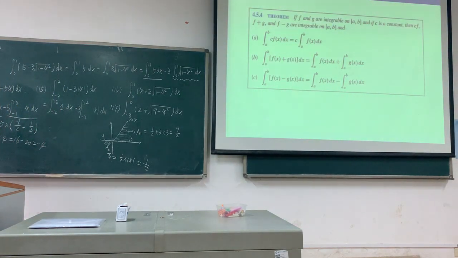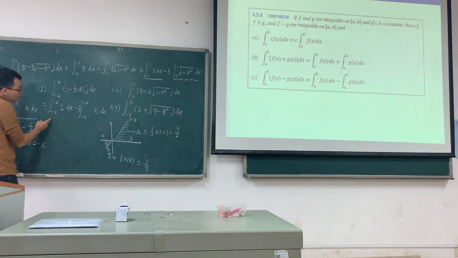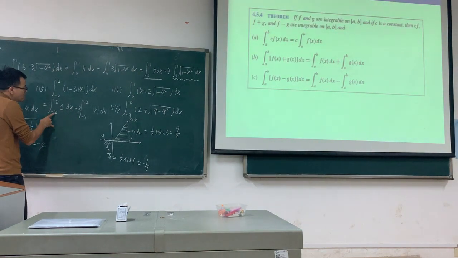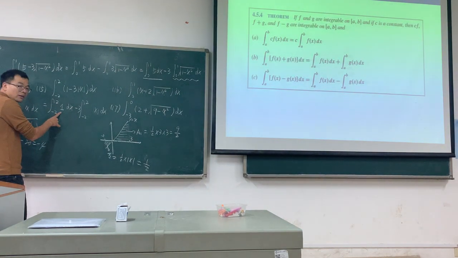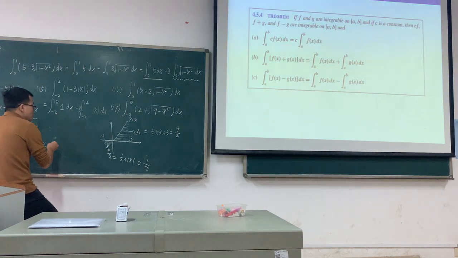So now for the first one, x from minus 2 to 2, y equals 1.